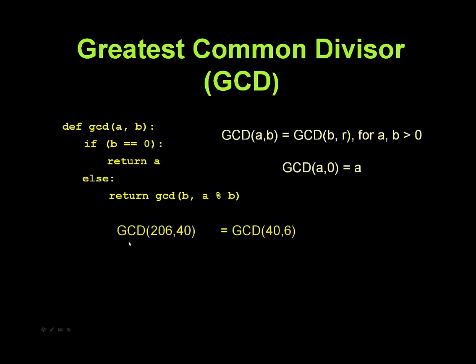So let's take a look. Suppose you have two numbers, 206 and 40, and you want to find the greatest common divisor. So this thing is equal to 40, and 6 is the remainder of 206 divided by 40. Then after that, you bring the 6 down, and you find the remainder of 40 divided by 6, which is 4. And then you bring the 4 down again, and the remainder is 2. And then you bring the 2 down, and then the remainder is 0, because 4 is divisible by 2. And so we know that the GCD of these two numbers is actually 2.